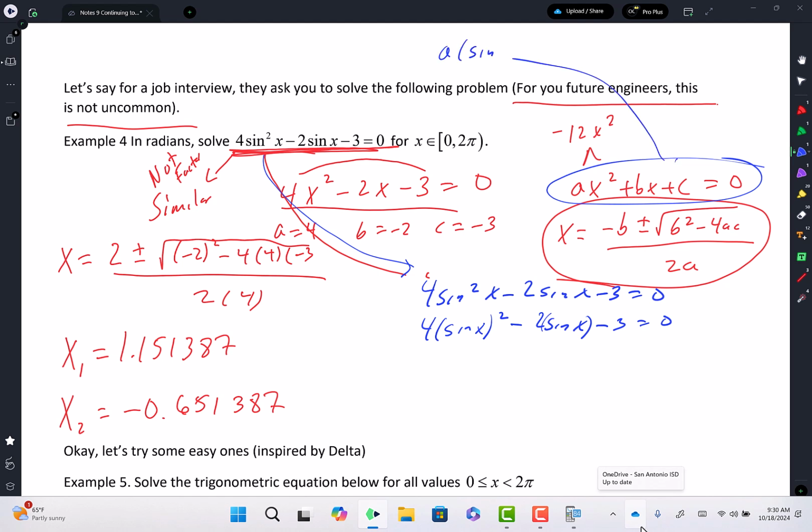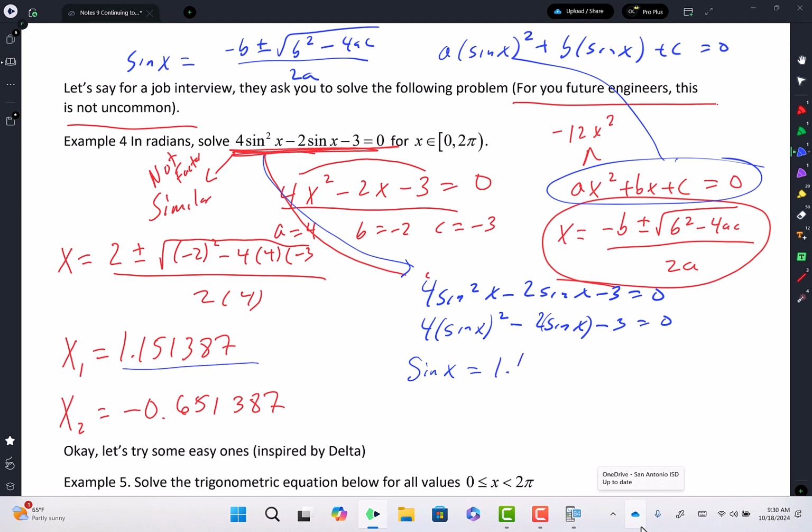a sine squared x plus b sine x plus c equals 0. So that means sine x equals negative b plus minus square root of b squared minus 4ac, all over 2a. You don't have to write any of that, guys. I'm just trying to show you. So that means I can say sine x equals 1.151387, or sine x equals negative 0.651387. Now wait for you guys to catch up.